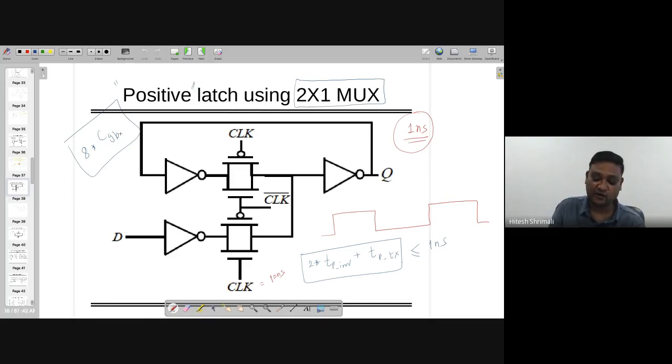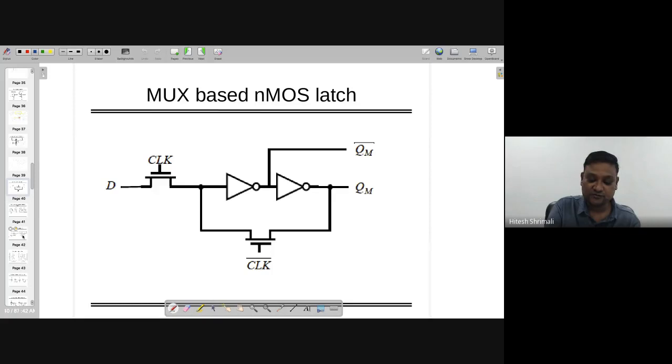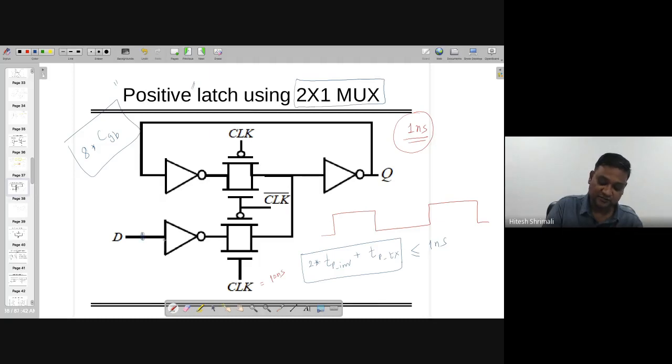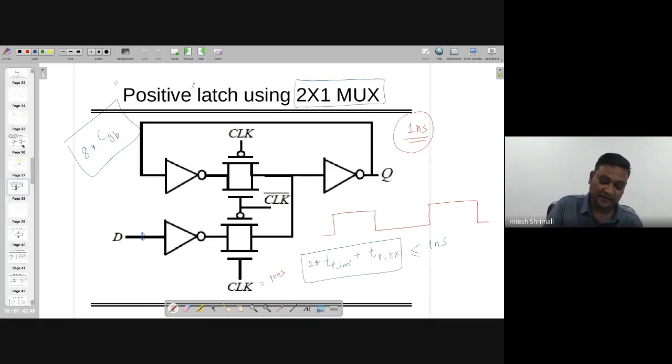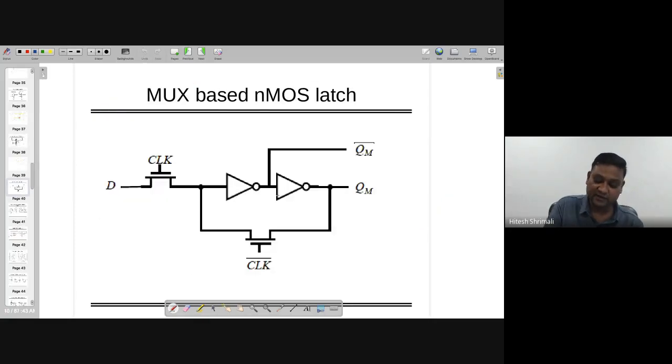The reducing technique is only one: you can use a pass transistor based approach. It's similar, but the only thing changed over here is that some of the inverters have been reduced. Here there are two inverters; in this case, there were three inverters. So circuit wise, that requires 6 plus 4, 10 transistors, but what we are proposing right now has 4 plus 2, 6 transistors.